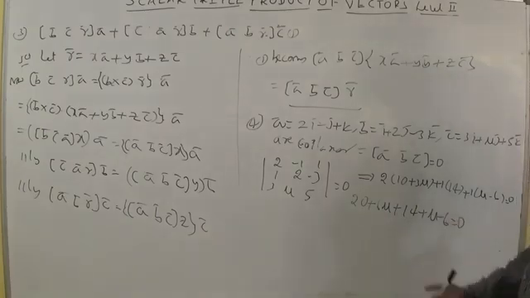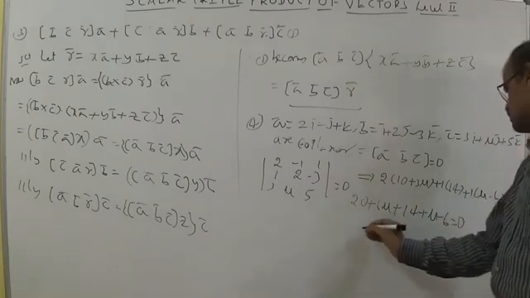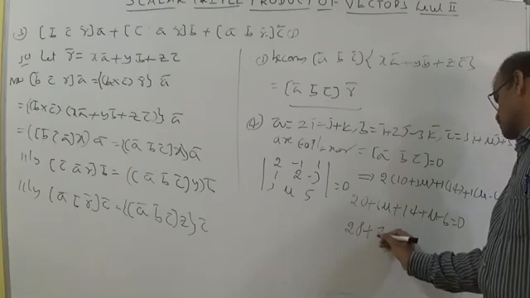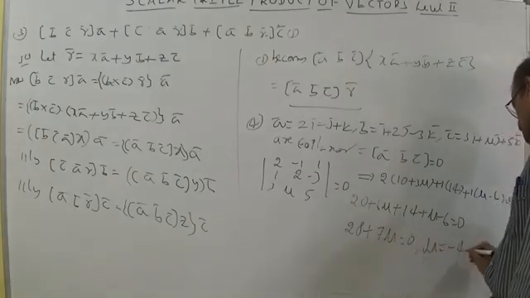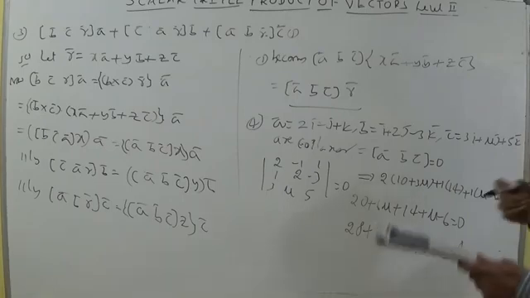0. 20 and 14, 34. 34 minus 6, 28. 28 plus 7 mu equal to 0. So mu is equal to minus 4. 6 mu plus mu is 7 mu. 20 plus 14, 34 minus 6. So 28 plus 7 mu. Mu is equal to minus 4 we got.